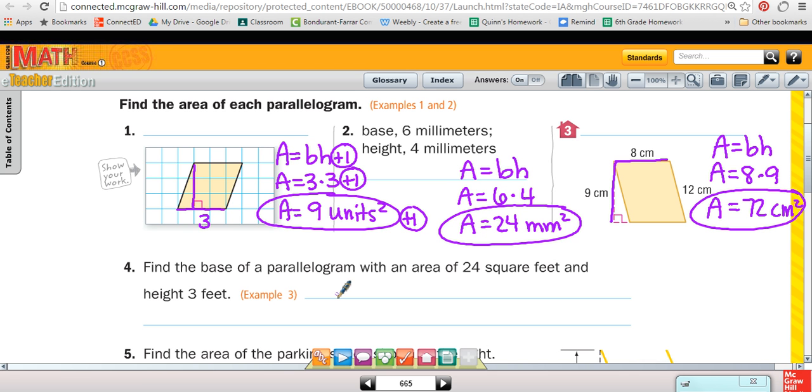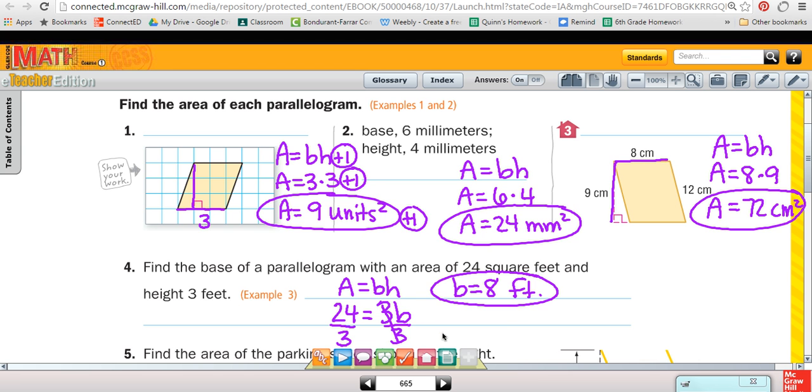Number 4, as long as this is somewhere where you can find it, area is still base times height, that's worth a point. In this case, we need to substitute for area, so it's 24 equals base times height. So 3, and the height was 3, so we're missing the base. So a point for this step. To get our variable alone, we're going to divide both sides by 3. And you could have that flipped around, 3b equals 24, that's fine as well. So b has to equal, b's would cancel, 24 divided by 3 would be 8, and it should just be feet because that's the length of the base. Okay, so 3 points for number 4 as well.